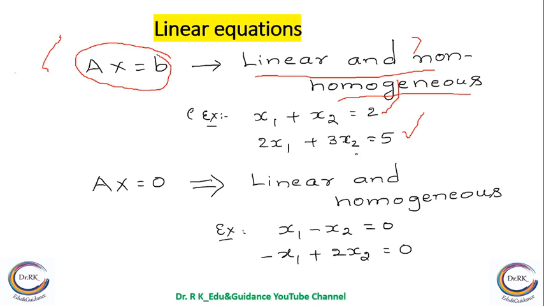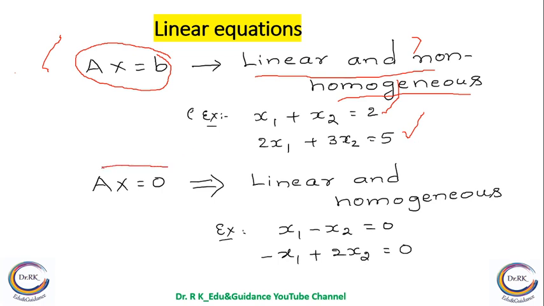To understand this geometrically, what it says is that they are not passing through the origin. If you take this straight line, it is not passing through the origin. This is another straight line, and it is also not passing through the origin.